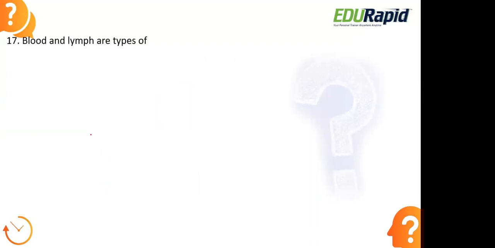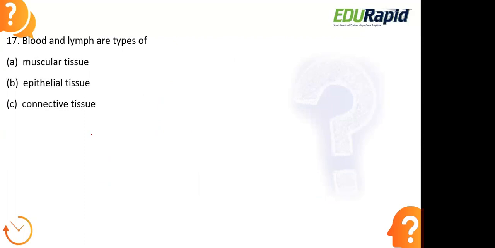Blood and lymph are types of muscular tissue, epithelial tissue, connective tissue, permanent tissue.